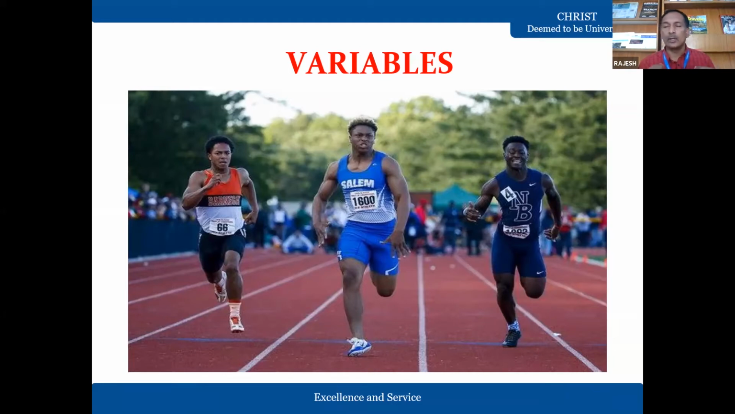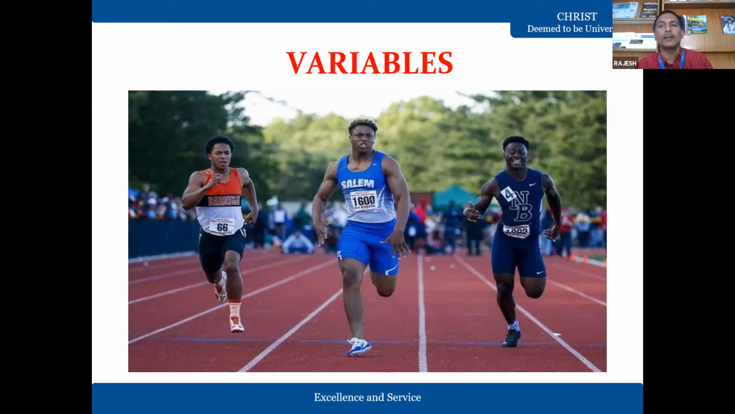The amount of nutritional value that they are taking in, the amount of time they are going to spend in the gym or on the ground practicing. This is what you call the independent variable. Now, these independent variables might create an impact on the dependent variable, that is, how long they are going to take to complete this 100-meter or 10,000-meter race.